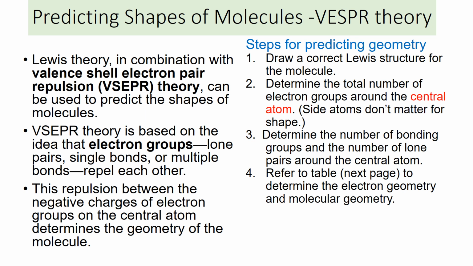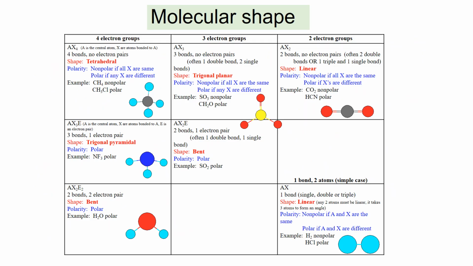So what we're going to do is draw the Lewis structure. Then we'll determine the total number of electron groups around the central atom. The side atoms don't matter. They don't affect the shape. Then based on those number of bonding groups, we can determine the shape of the molecule. So let me show you how it works. Here are some examples of some different molecules. Let's look at these molecules and see how that determines their shape.